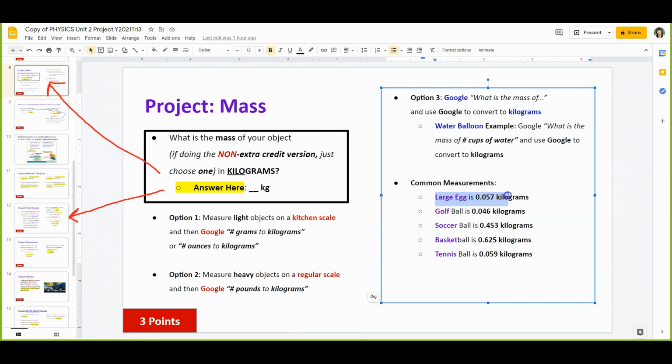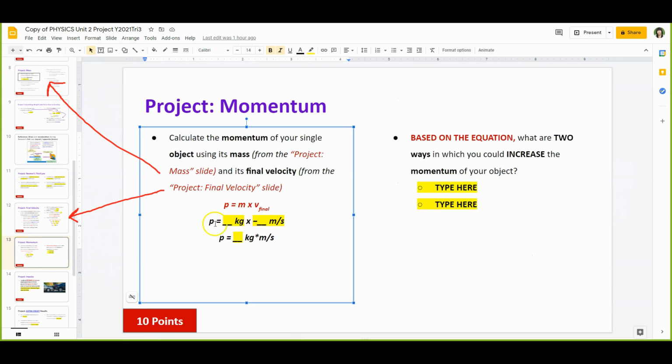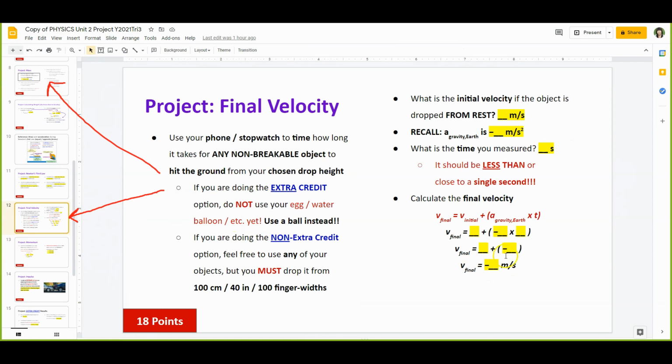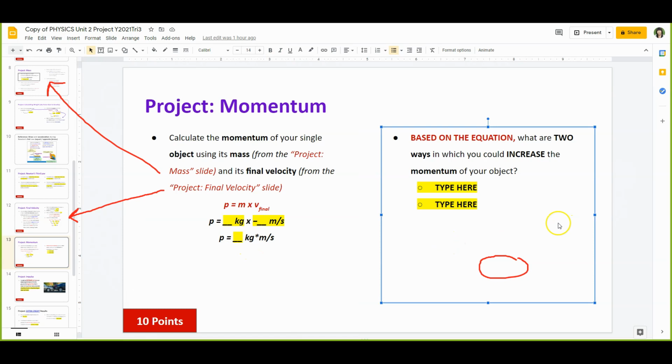All right, so taking a look here, for example, you can have your large egg, so 0.057 kilograms. And so that's what you would plug in here. And then your final velocity is your answer that you got on the final velocity slide, this answer right here, your negative velocity right there. All right, so plugging that in, you should be able to plug those two things in and then calculate them, okay? Based on the equation, what are two ways to increase the momentum of your object?